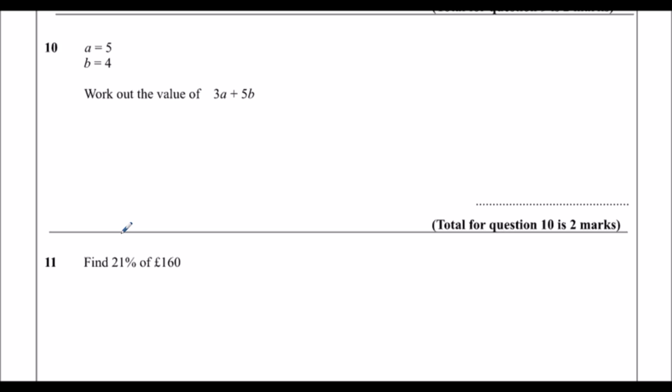Question 10. A is 5, B is 4. Work out the value of 3 A's plus 5 B's. So I've got 3 A's, which is 5, plus 5 B's, which is 4. So 3 5's is 15. 5 4's is 20. So that means 15 plus 20, which is 35.